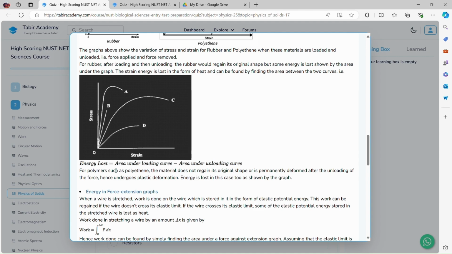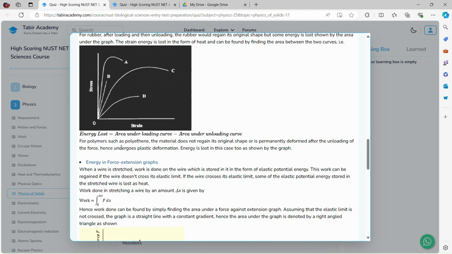For polymers such as polyethylene, the material does not regain its original shape or is permanently deformed after the unloading of the force. Hence, it undergoes plastic deformation. Energy is lost in this case too, as shown by the graph.